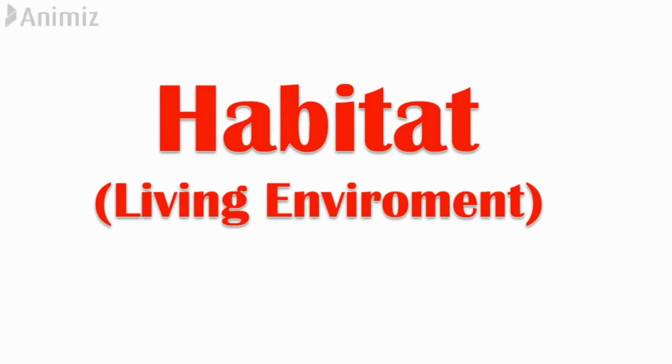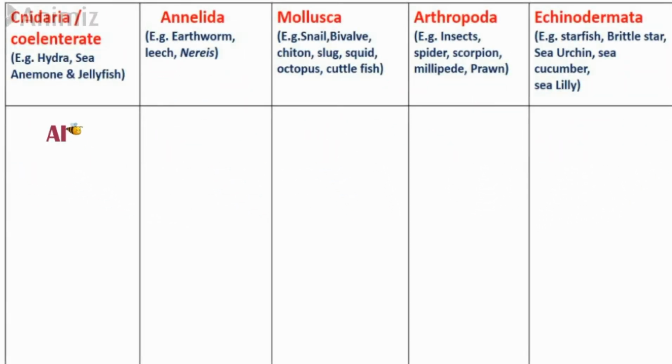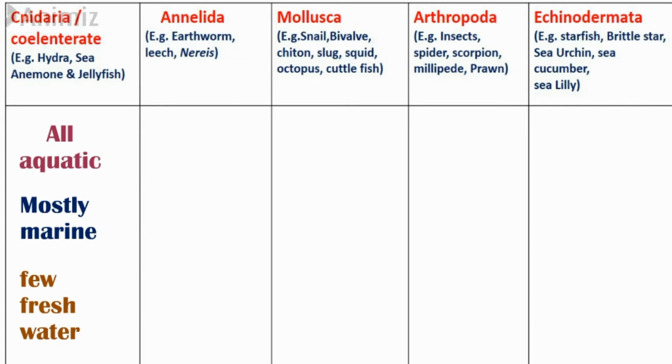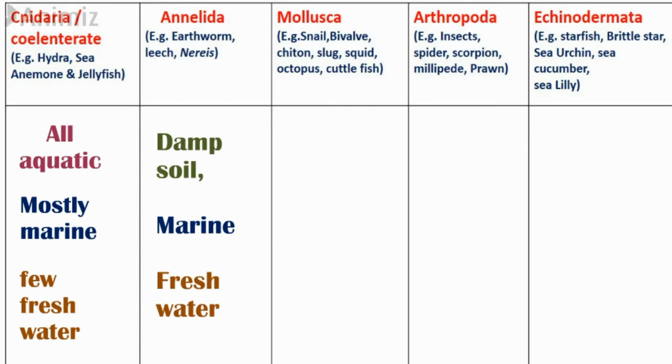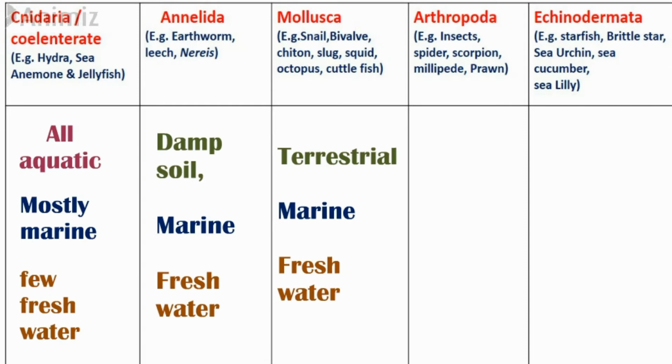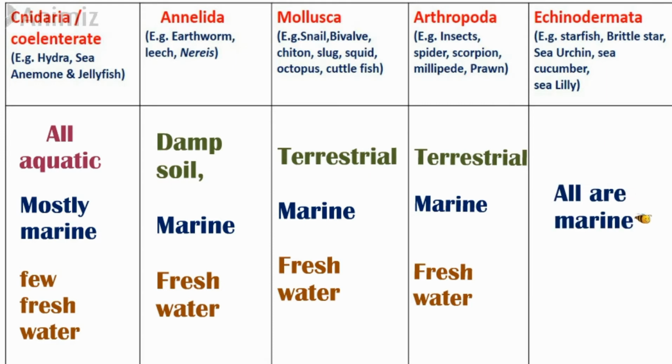Firstly, let's compare the habitat of each invertebrate. Habitat means the living environment where those animals live. The first invertebrate is Cnidaria, where all are aquatic, mostly marine and few are freshwater. Then the annelids. They live in damp soil, marine, freshwater. Then the mollusks. They live in terrestrial, marine, freshwater. Then arthropods live in terrestrial, marine and freshwater. Then Echinodermata. They all live in marine.